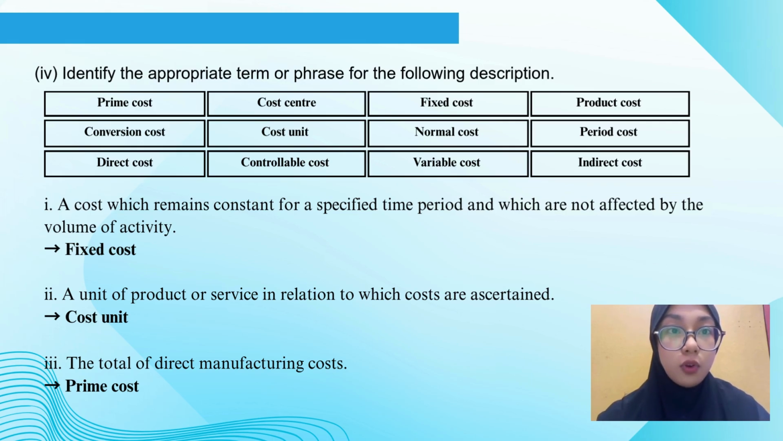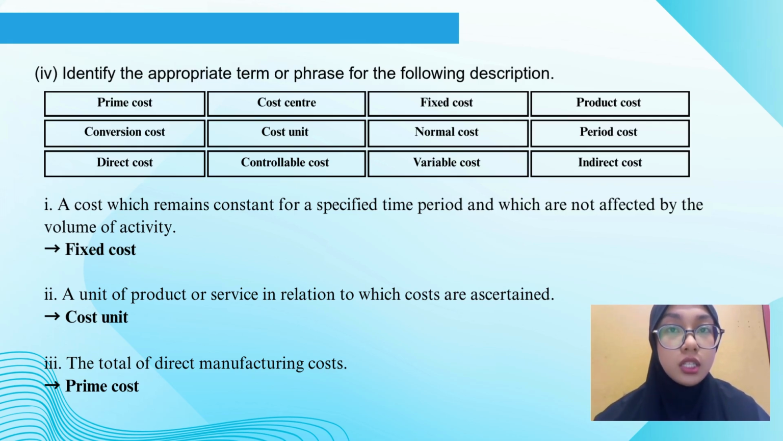Question A4. Identify the appropriate term or phrase for the following description. 1. A cost which remains constant for a specific time period and is not affected by the volume of activities. This is a fixed cost. 2. A unit of product or service in relation to which costs are ascertained. This is a cost unit.